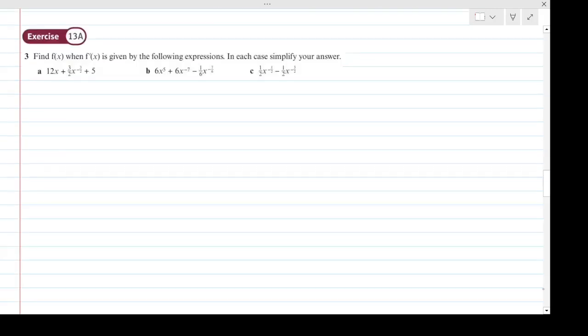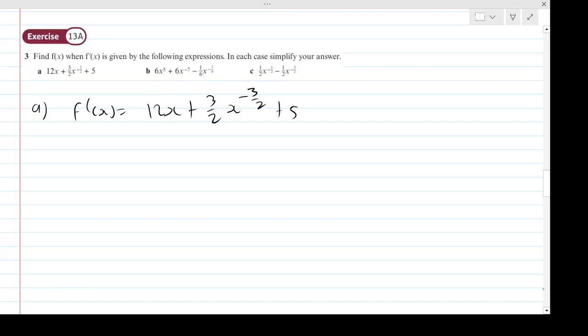So hopefully you're starting to get a sort of idea now. The idea is we add 1 to the power and then divide by it, right? Okay, so we've got some more examples then. So we've got f dash of x equal to these expressions here. And again, we need to find the original function f of x. So firstly, f dash of x in part A is 12x add 3 over 2 x to the minus 3 over 2.